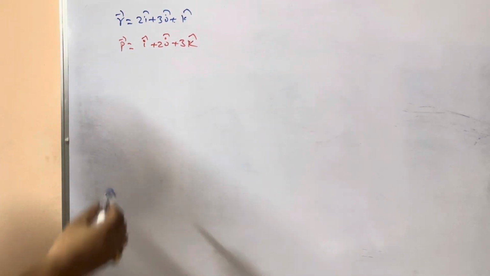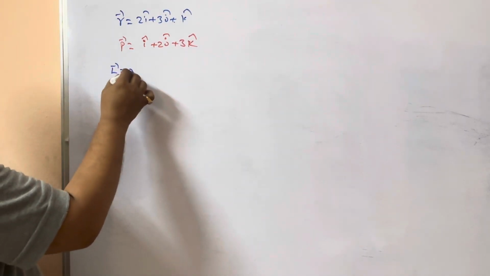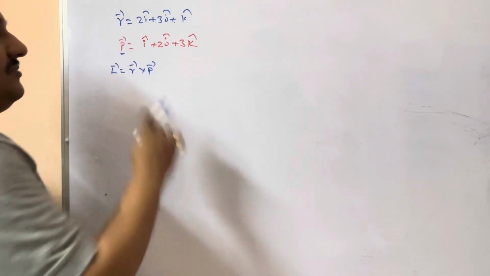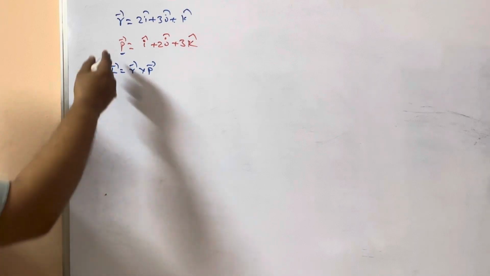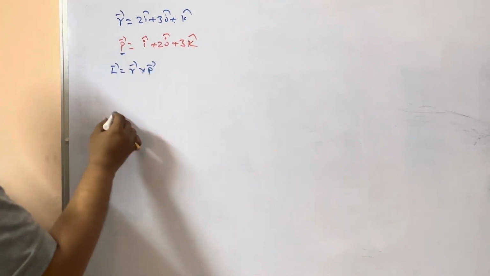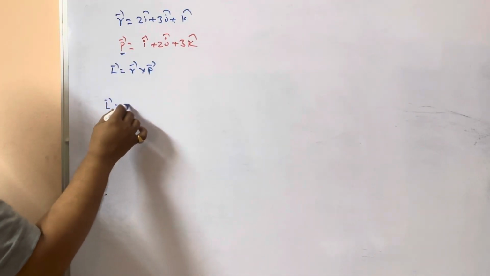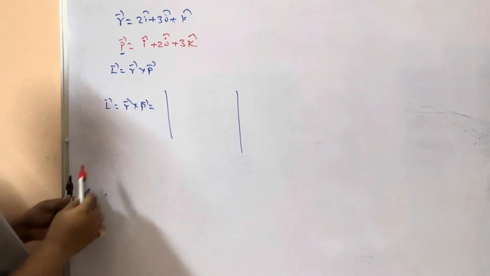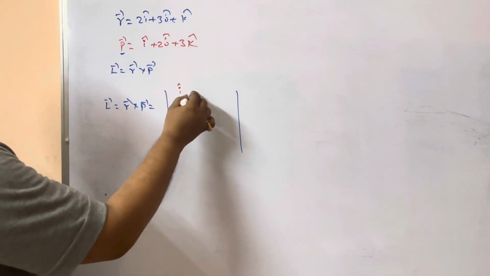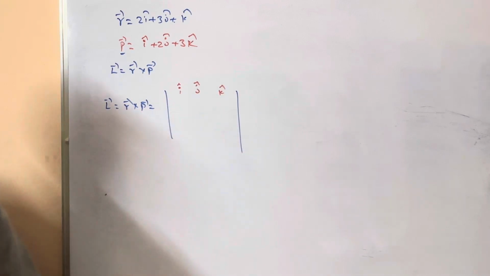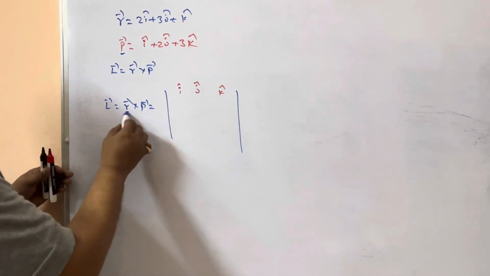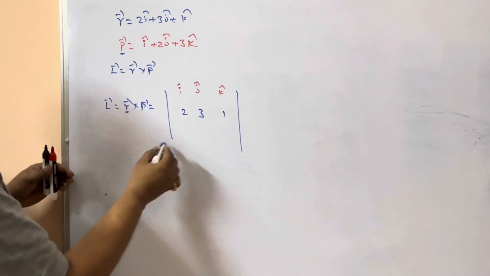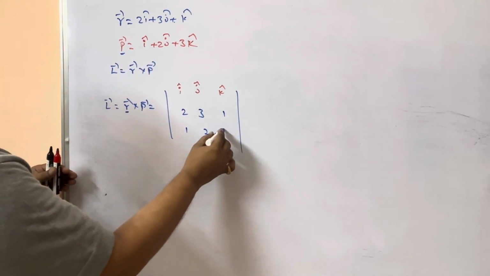So what is the angular momentum L bar? That is going to be R bar cross P bar. Same like this, in place of momentum they will give force. If you do any one, the remaining one is going to be similar. Now L bar is equal to R bar cross P bar. How we will do: i cap, j cap, k cap. First we will write R: 2, 3, 1. Next we will write P: 1, 2, 3.